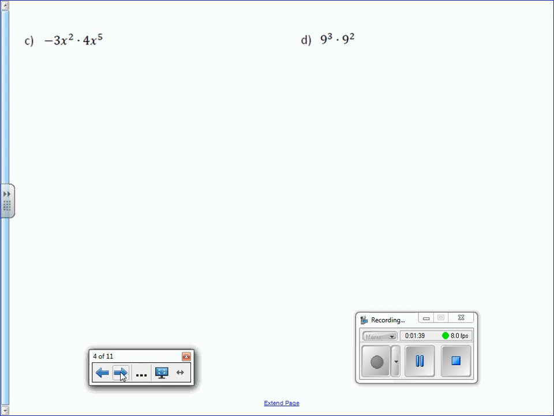Negative 3x squared times 4x to the 5th. When you have numbers, you still multiply the numbers. We are doing multiplication. So negative 3 times positive 4 is negative 12. Now look at your x's. X to the, add 2 and 5, 7.